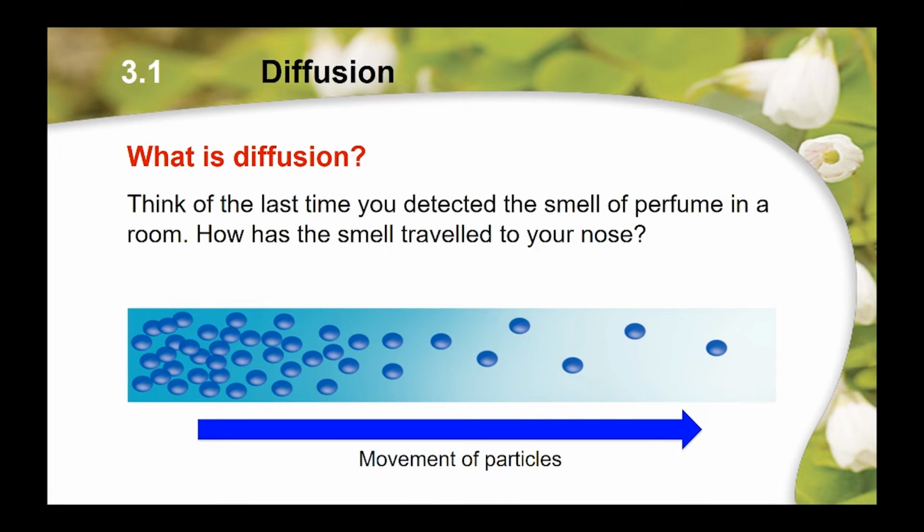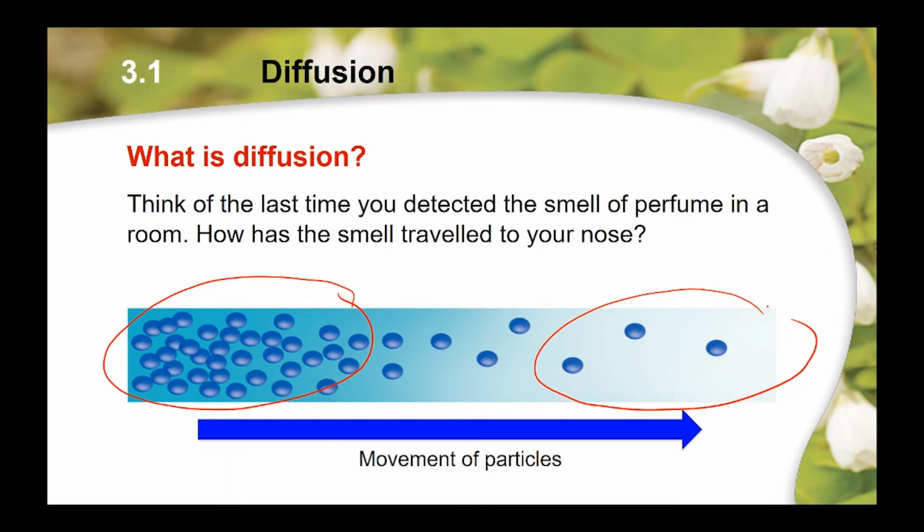If you look at this diagram, you realize that there are a lot of these blue circles here and very few blue circles over here. What we call this in biology is a region of higher concentration on the left side. On the right side, we have a region of lower concentration. Just by looking at the diagram, I believe you'll be able to tell that particles can move from one direction towards the other.